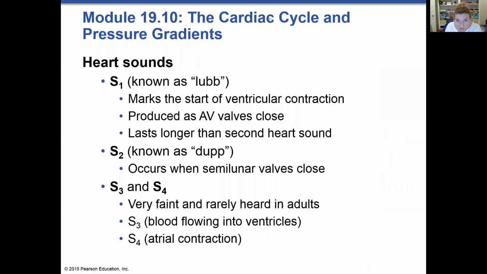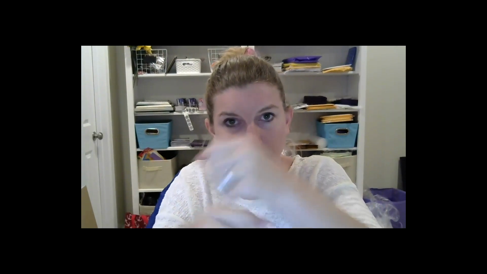I think of it like this. If you can picture the heart, right? I always try to visualize things. So our AV valves are kind of straight up and down, right? Atria, ventricles, AV valves are in the middle. But if you remember your heart models, the semilunar valves, the aortic and pulmonary semilunar valves, are kind of crisscrossed in the middle. So lub, dub, lub, dub. AV valves, semilunar valves. AV valves, semilunar valves.